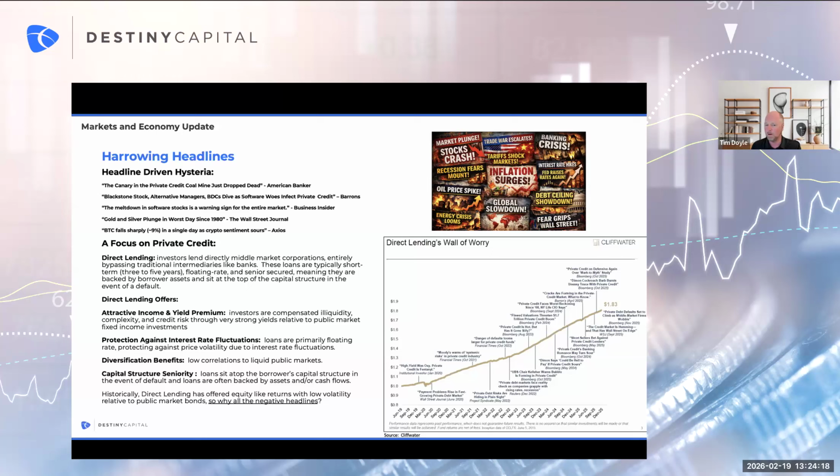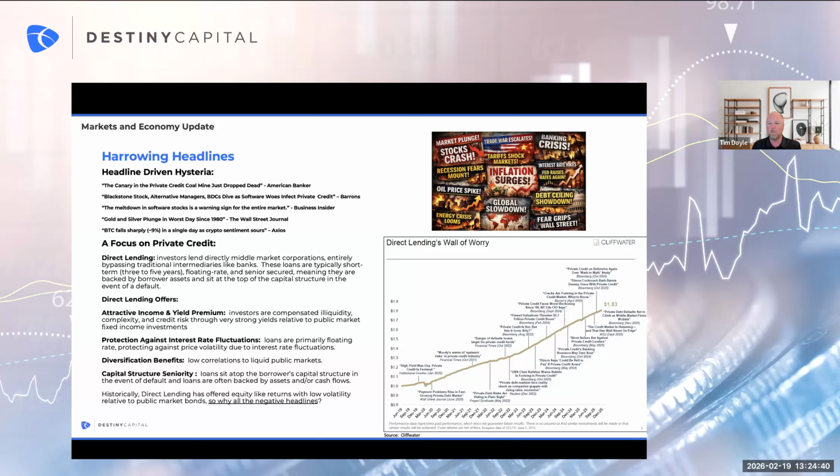But defaults tend to be very low in this asset class. So those are often mitigated and default risk isn't quite as high as the headlines would lead you to believe. So historically, what we've gotten with direct lending is equity-like returns, 9-10% returns over the long term with very, very low volatility.